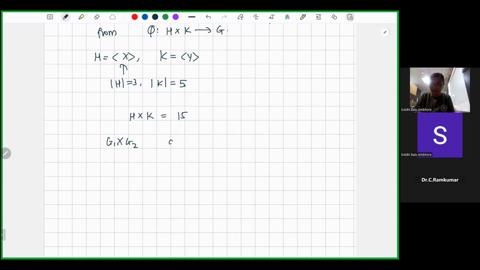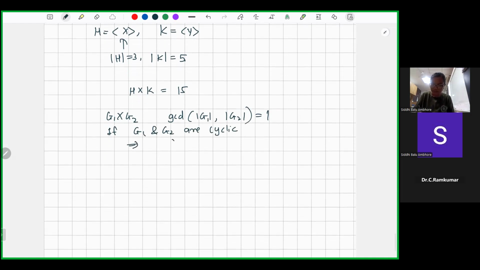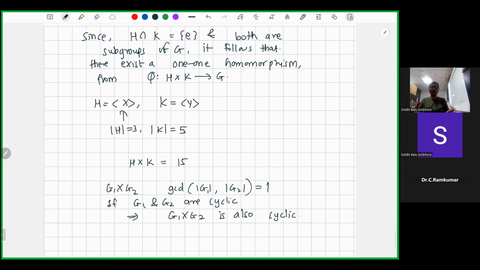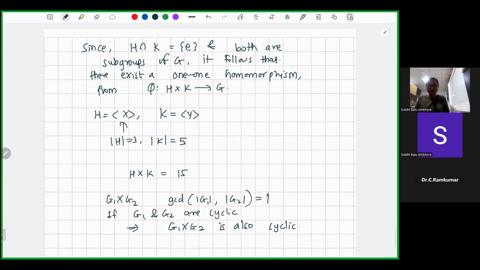And we just saw in an earlier theorem that if we have G1 cross G2, and if the GCD of the orders of G1 and G2 is 1, and if G1 and G2 are cyclic, then G1 cross G2 is also cyclic. So we got two normal subgroups H and K, and we arrived at the conclusion that this H cross K to G is a group homomorphism.